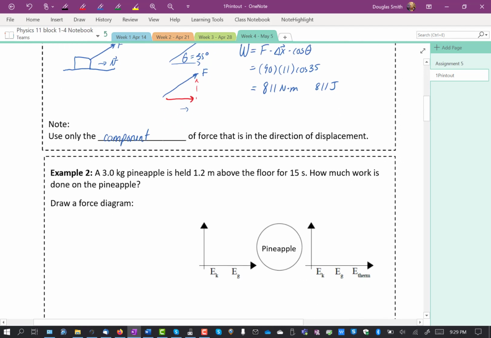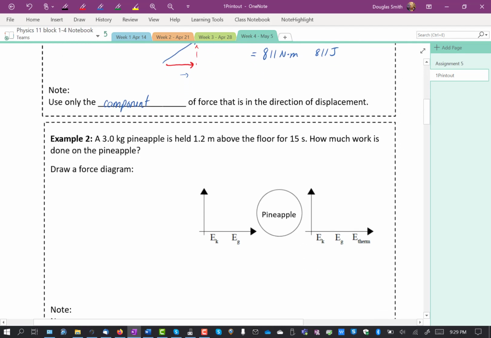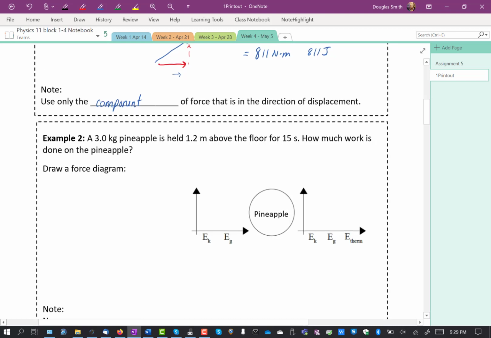Okay, second example. A pineapple is held 1.2 meters above the floor for 15 seconds. How much work is done on the pineapple? So this one's a little bit surprising. Like, I think if I was to say, hey, hold this 3 kilogram pineapple for 15 seconds, you'd say, oh, I got to put a whole bunch of force on it and it's a bunch of work. But let's see what it actually is in terms of physics. So here's the force diagram. I'm going to call that FH for hand, FG, and it's being held there. It's not moving, so these forces are balanced. F net is 0. So there's our force diagram.